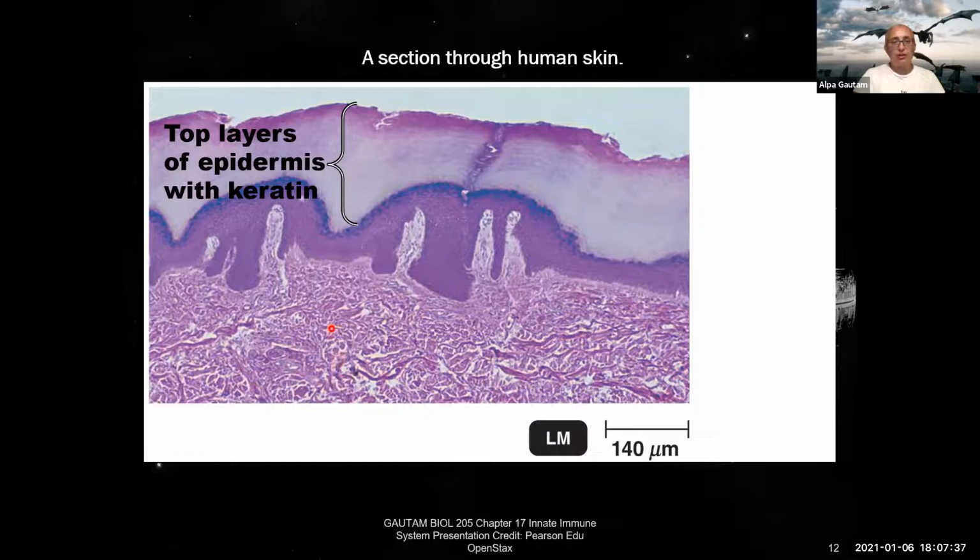Okay, so this is what I was talking about. From here to here is the epidermis layer, and this is the dermis. And this top layer here, the 30 to 40 layers of dead skin, is of course creating that protective barrier.